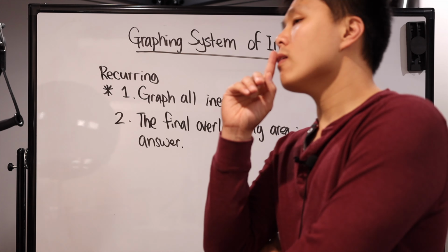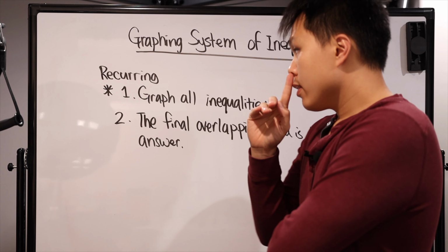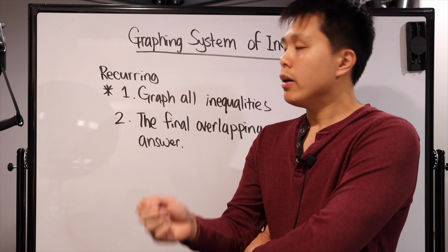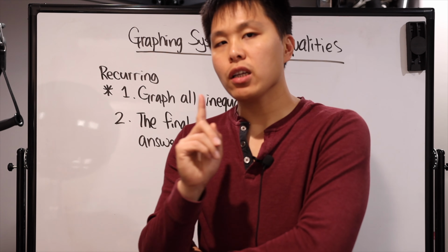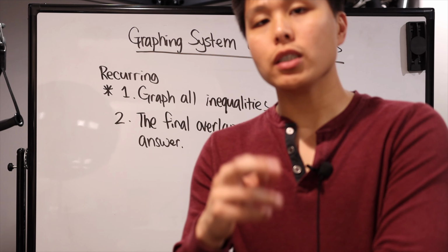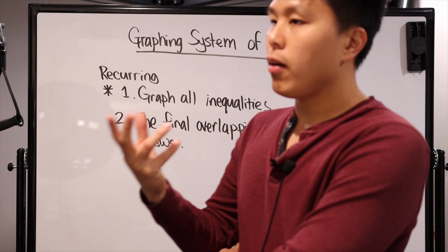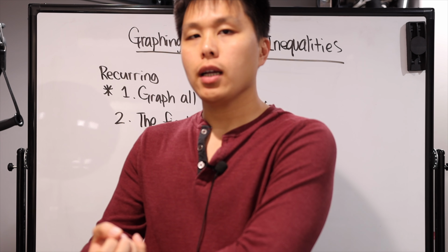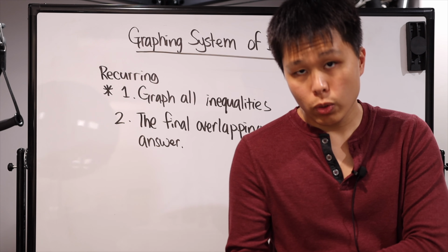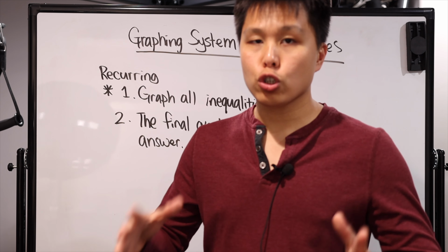Now, this one is very interesting, and you'll see in a second when I give you the example. It's technically only two very concrete steps. However, the first one might take you forever depending on how many inequalities are in that system of inequalities. Unlike a system of equations, if you're working with two variables, they usually only have two equations. With three variables, you have three equations, four variables, four equations, and so on and so forth.